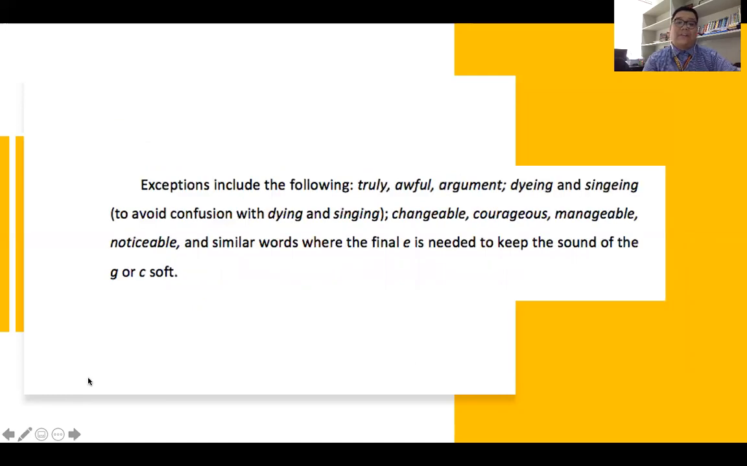Exceptions also include the following, for example, the words truly, awful, argument, dying, and singeing. This is to avoid confusion with dying and singing. These are totally different. Changeable, courageous, manageable, noticeable, and similar words, where the final E is needed to keep the sound of the G or C soft. Okay, that explains why.